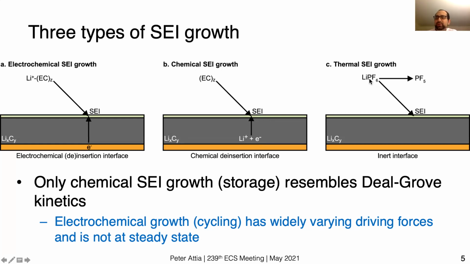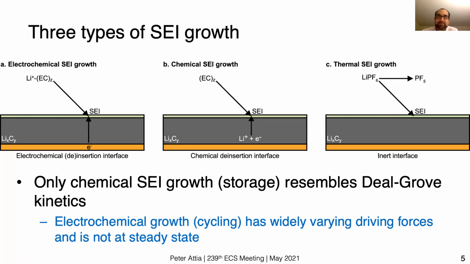And the last is thermal. This is a kind of edge case, but still important to think about. This is essentially when a lithium salt, say LiPF6, can decompose into, in this example, PF5 and LiF. This is a separate mechanism for SEI growth, but this can contribute to the actual mechanical growth of the SEI layer. And in this case, it's an inert interface because the electrode itself is just the resting place for the product, but it's not participating in the reaction.